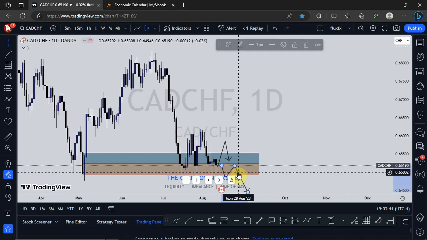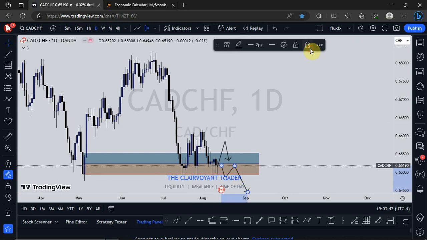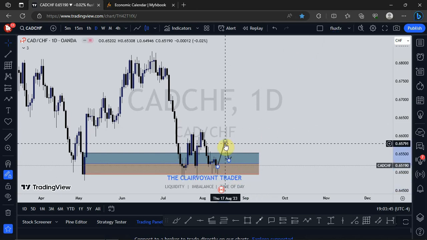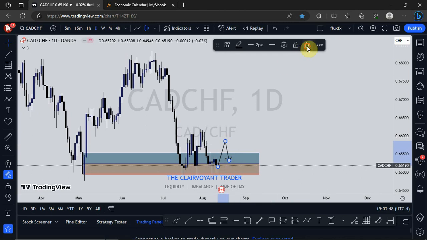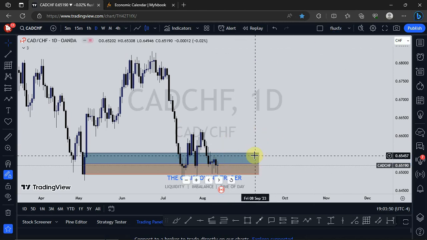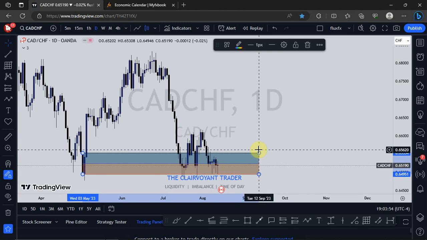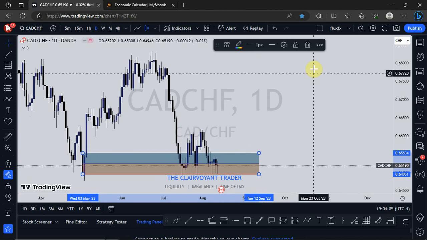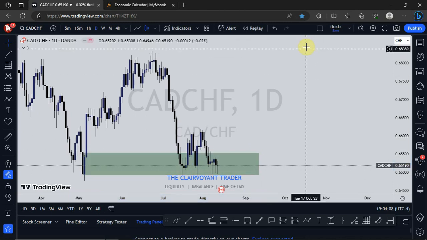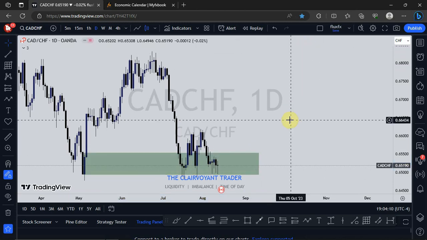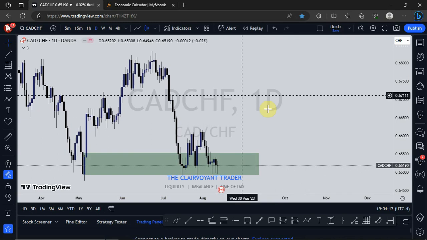For CAD CHF, I'll wait till Monday to get a clearer view. As it stands now, my opinion on CAD CHF is double-sided. Whenever I have a double opinion on one market, I sit back until I get a clear direction before I move. So I'll wait for Monday to see if we can get anything better. If we don't, then wait till Tuesday.